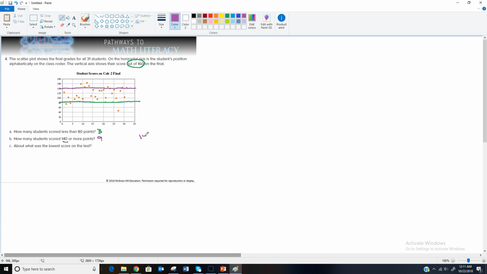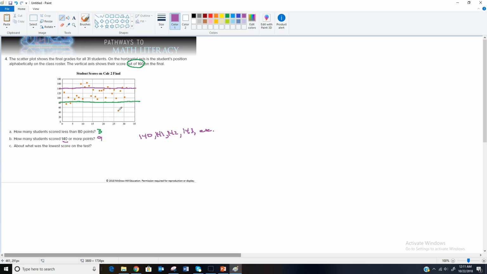So they could score 140, 141, 142, 143, etc. About what was the lowest score on the test? So they're acknowledging here that we may not be able to tell exactly, but we should be able to approximate. And the person with the lowest score is the one that's lowest on the graph.